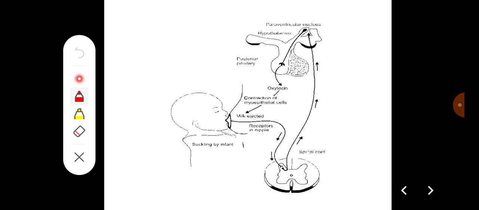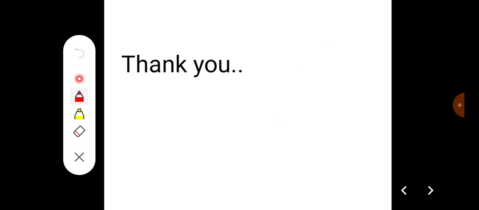So when the baby suckles the nipple, the impulses are going to reach the hypothalamus, which stimulates the posterior pituitary to release oxytocin, which causes contraction of the myoepithelial cells, and breast milk is expressed into the mouth of the baby, and that is going to initiate the suckling reflex, and the cycle continues. So this is in brief about the pregnancy.